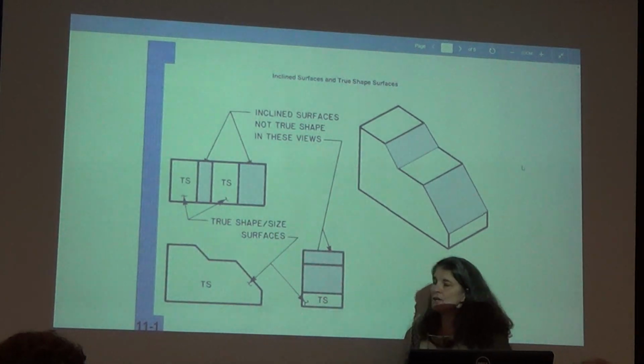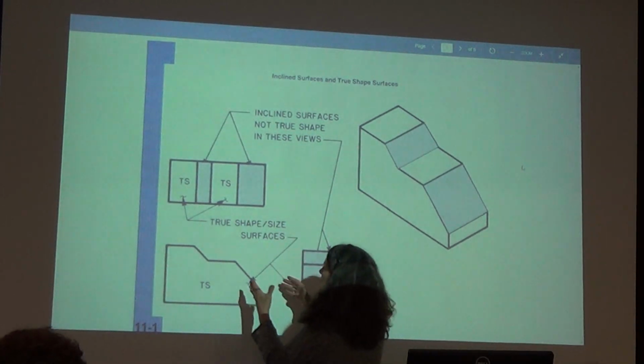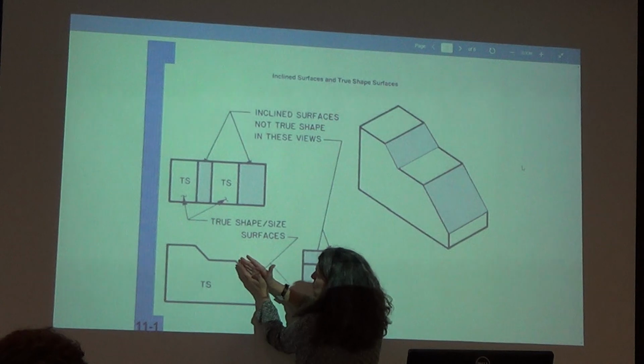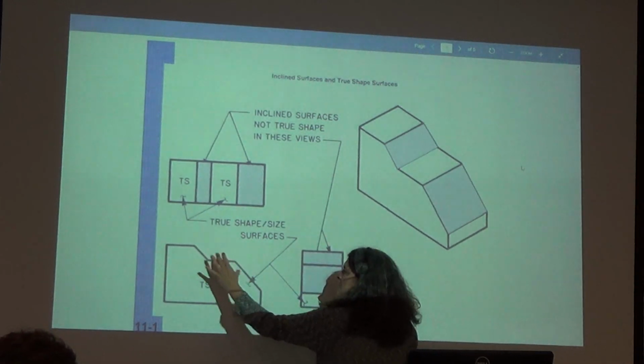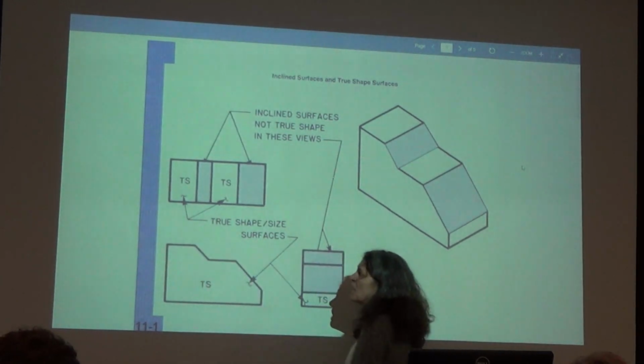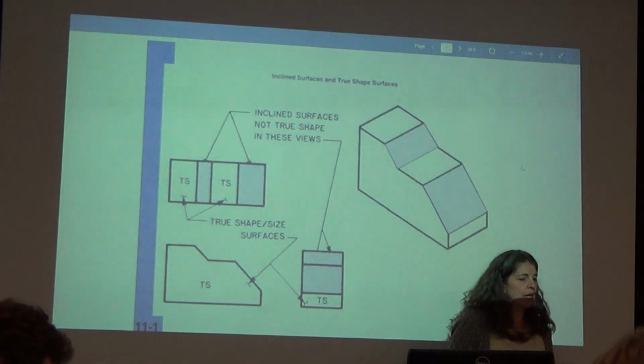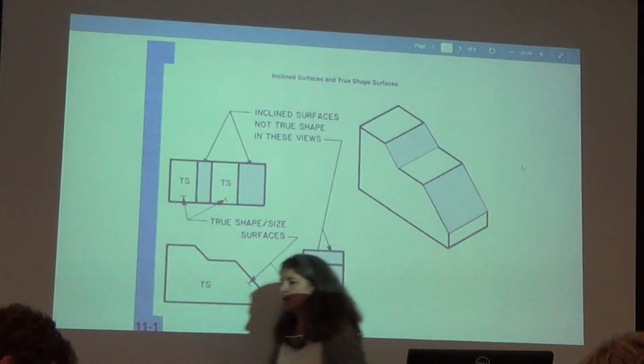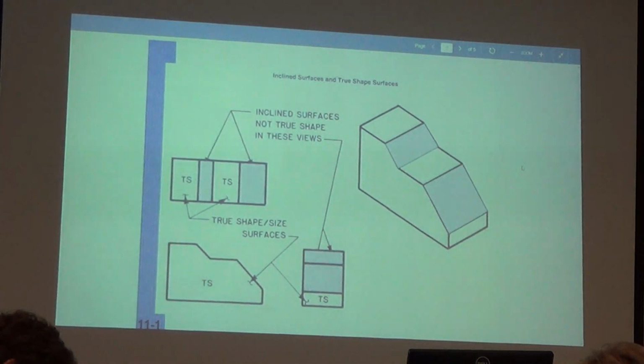So if on an engineering drawing, we feel like it's really important to communicate what this plane actually looks like and what its true size is, we have to do something that is called an auxiliary view. So for instance, let's take one of these.